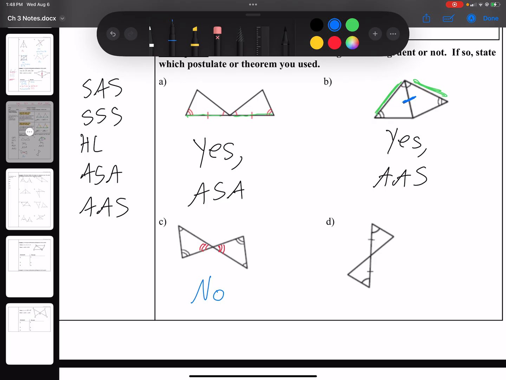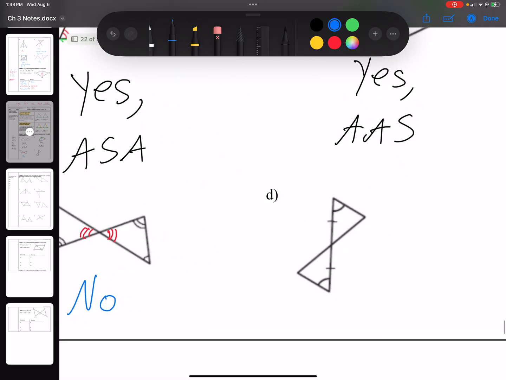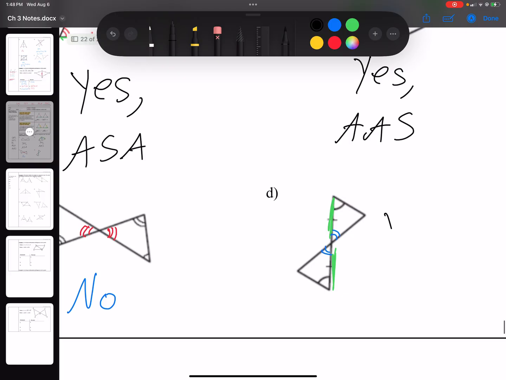For problem D, I can add that the vertical angles are congruent in the middle. Now I have two pairs of equal angles, and the side that connects them is equal. So that's going to be yes by angle, side, angle.